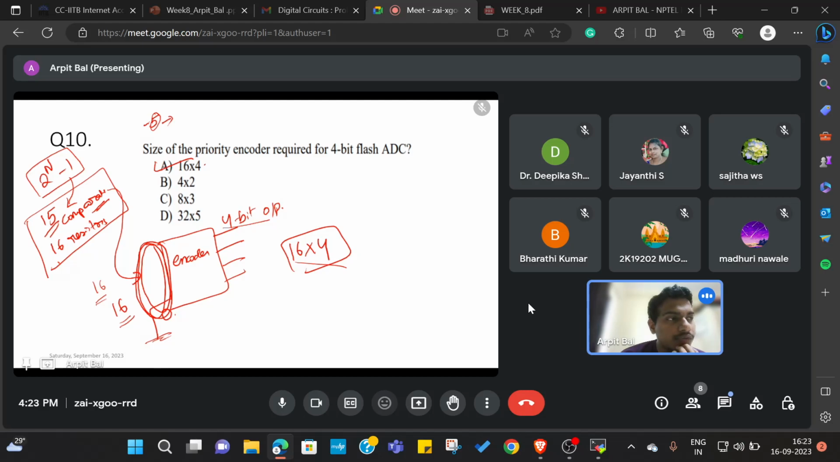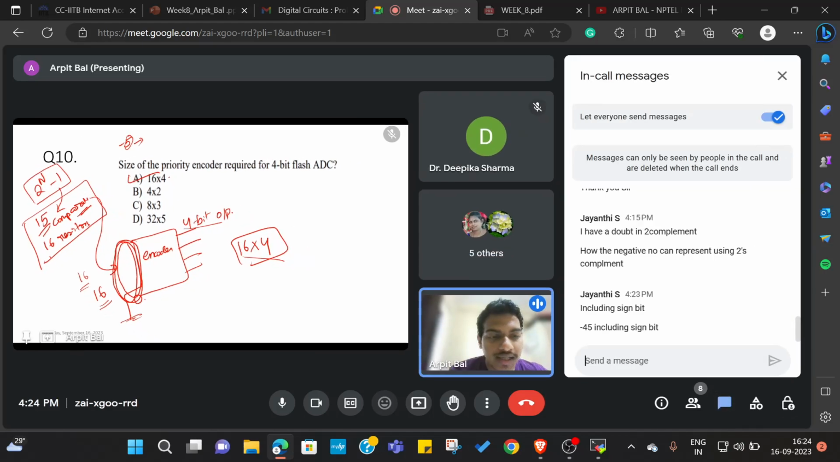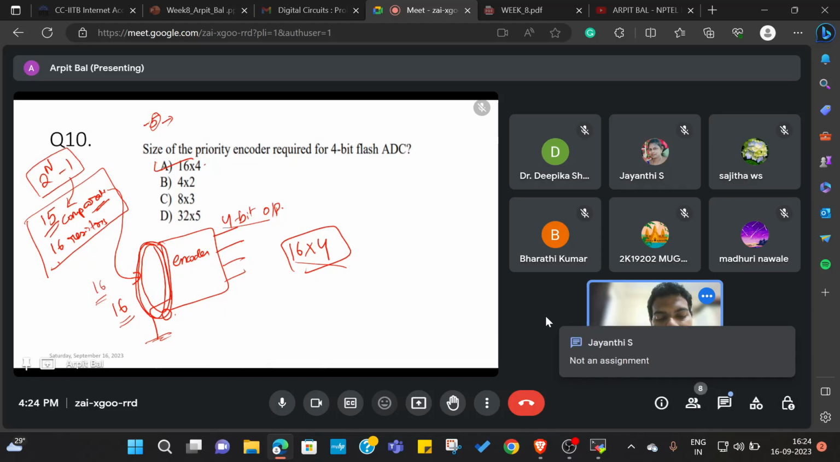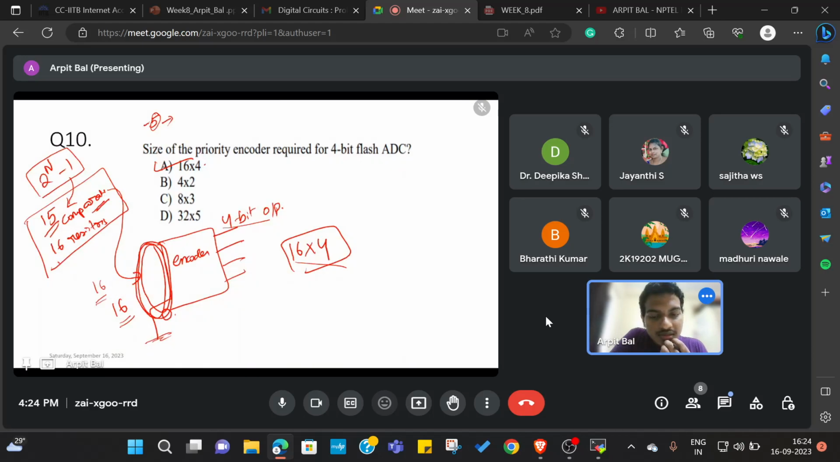There are different forms of representing a negative number. I don't know whether this is an assignment question or not, so I'll tell you a generic statement. There are different forms of representing binary numbers. I am not sure whether this should be discussed, because what we are supposed to discuss is whatever is covered in the session. Otherwise you can put this in the forum if that's fine.